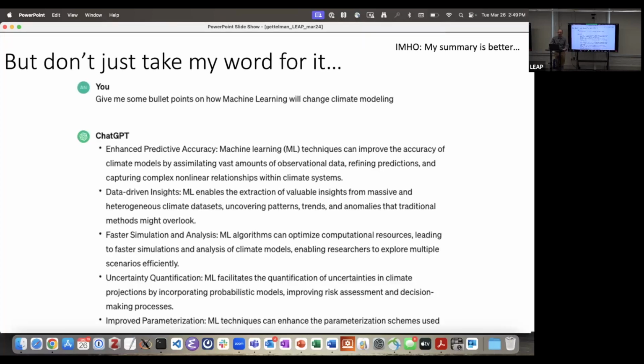Figured I'd get back to ChatGPT and let it summarize things. Again, more boilerplate. Enhanced predictive accuracy, maybe. Problem is, it's more enhanced precision, but you don't necessarily always know when it's accurate. It will provide some data-driven insights, and you do get faster assimilation and analysis times. There is the possibility of uncertainty quantification enabled if we use the networks correctly. And it just kept going for like 2 more pages with this, but I decided to cut it off there.